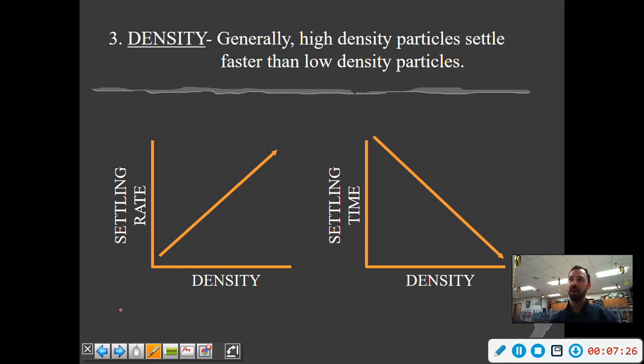Density, higher density particles settle faster than low density. So again, you increase density, you increase the settling rate. If you increase density, you decrease settling time. All right, so again, opposite relationships with rate and time. So be careful of that, actually.